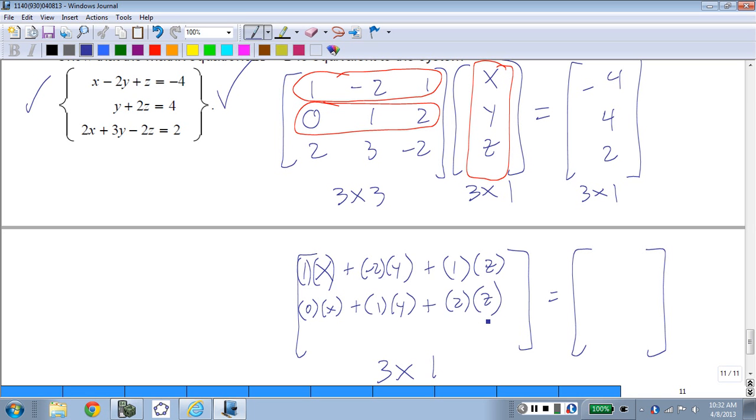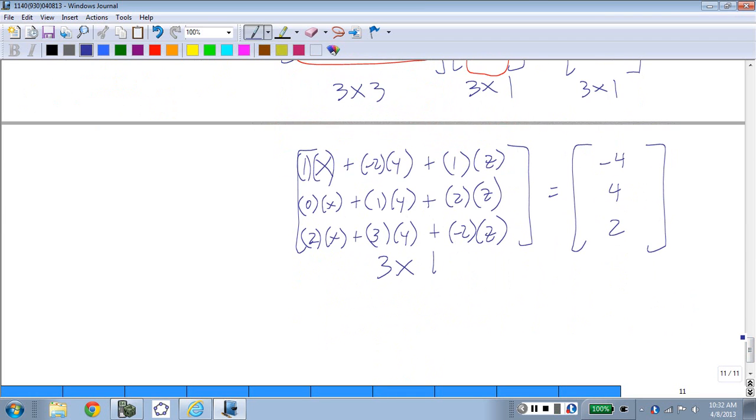I have to cross my z's, otherwise they'll look exactly like my 2's. And then the 2, 3, and the negative 2. 2 times x plus 3 times y plus negative 2 times z. Now on the right, just copy and paste the negative 4, 4, 2. I've got to simplify this a little bit.